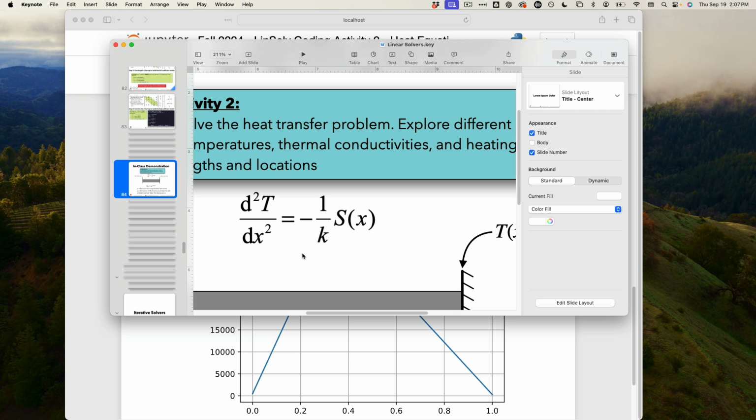Okay, what happens on the other end when K approaches infinity? Or heat is distributed very, very fast through the rod. There's no resistance.